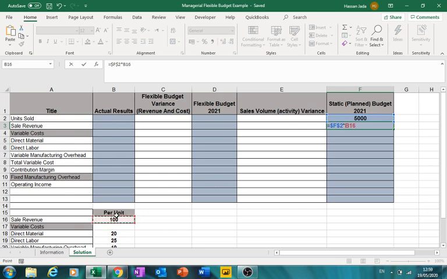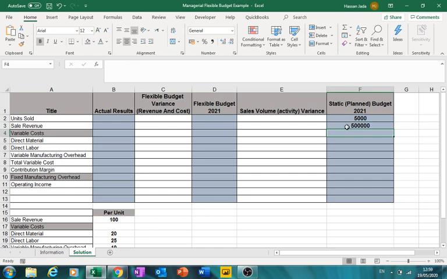the selling price per unit. Then we anticipate sales revenue to become 500,000 JD. We can then continue.